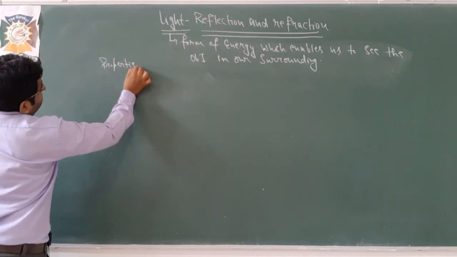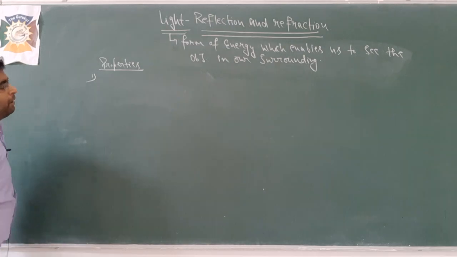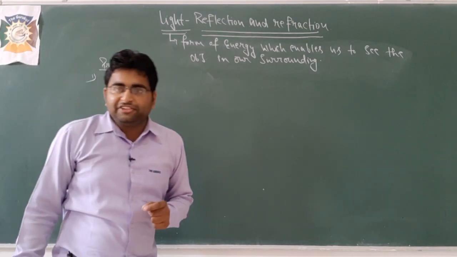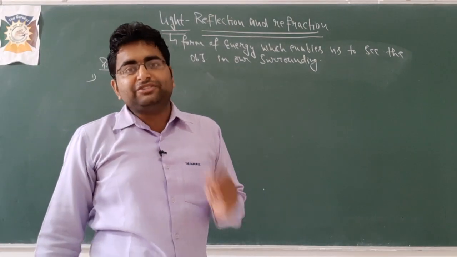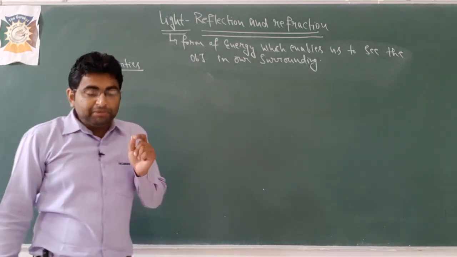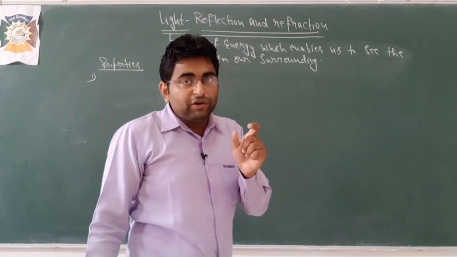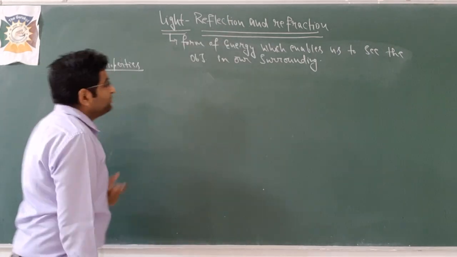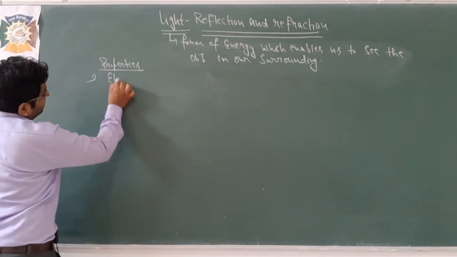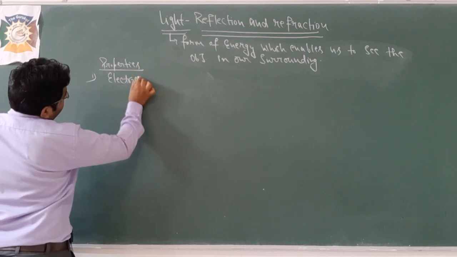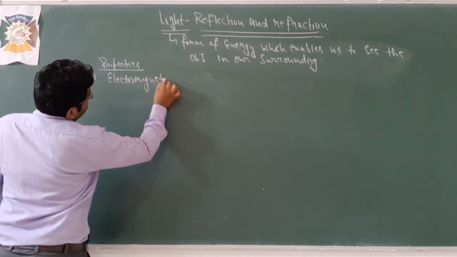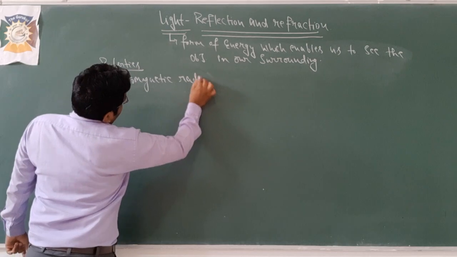First, beta, light is an electromagnetic radiation, means it has electric field as well as magnetic field. A detailed theory about electromagnetic radiation you will study in higher classes. So simply I am writing, it is an electromagnetic radiation.